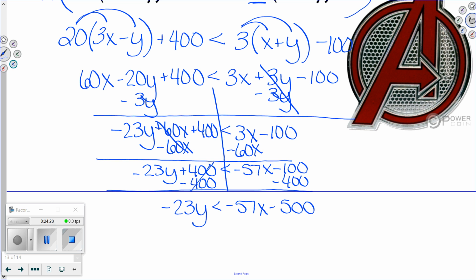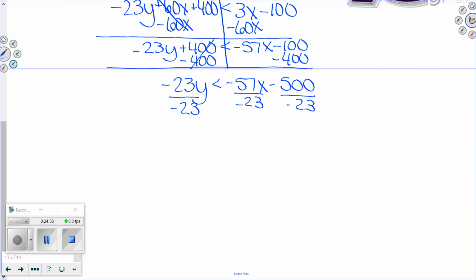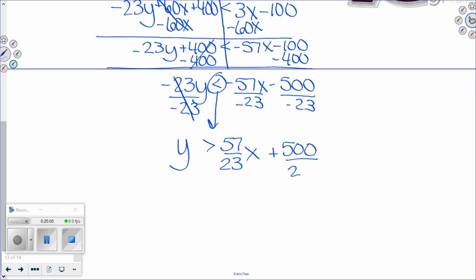Okay, divide by negative 23. Good. Since I'm dividing by a negative, I have to flip that sign. Oh, this just gets prettier and prettier, doesn't it? So that less than will flip to a greater than. What happens to this? It's positive, yeah. 57 over 23, that doesn't simplify at all. And the negative 500 over negative 23. Doesn't simplify, but turns to a positive. Yeah, two negatives make a positive. And I can just leave it 500 over 23. It's fine.